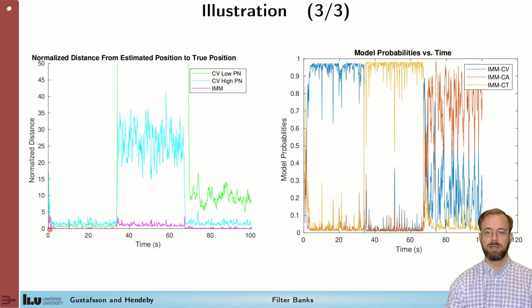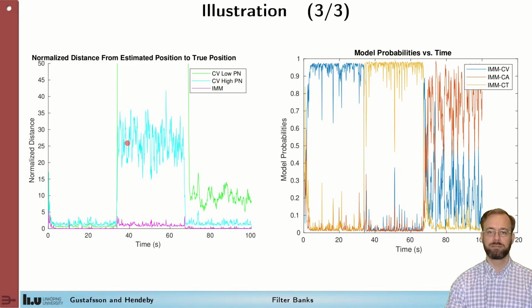Both the IMM and the Kalman filter with low process noise do really well because it matches their models perfectly. Whereas the high process noise Kalman filter does okay, but with higher noise levels. When we go into the turn, the IMM quickly switches into that mode and handles it well because it has the coordinated turn in its model description.